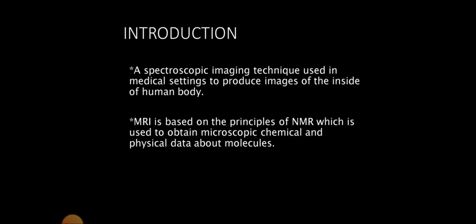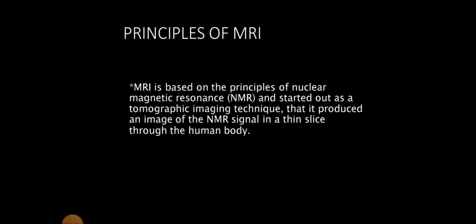It is based on the principles of nuclear magnetic resonance, and it is used to obtain microscopic chemical and physical data about molecules. So that is the main principle. As I have told, it is NMR which is the principle involved in MRI. It started out as a tomographic imaging technique that produced an image of the NMR signal in a thin slice through the human body. And the physics behind MRI is magnetism and resonance.